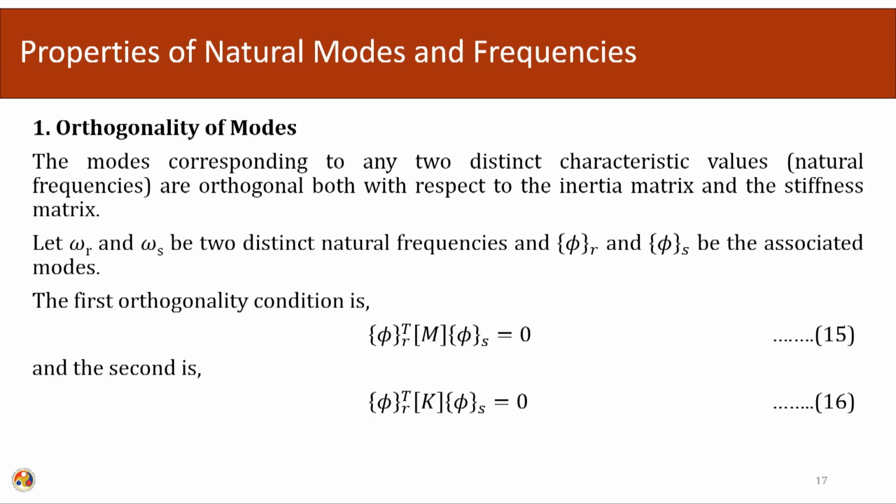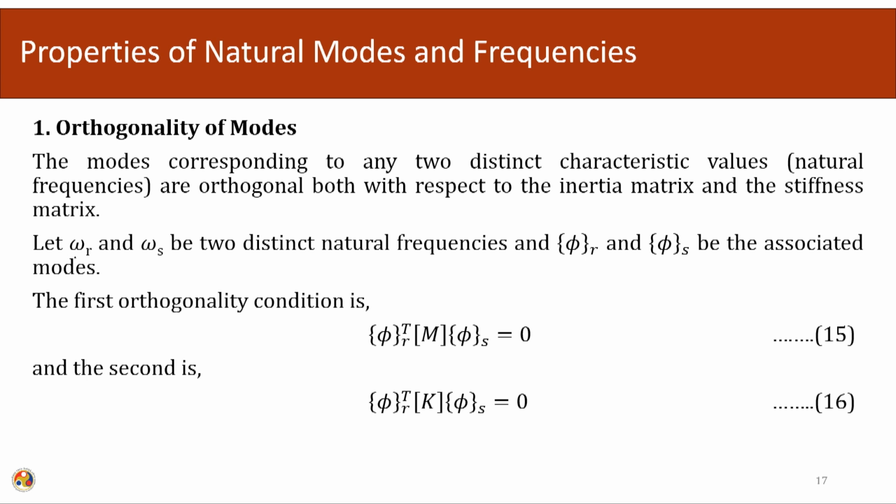So, moving ahead, the properties of the natural modes and frequencies. What are the properties? The first basic property is the orthogonality of the modes. So, what does it mean? What does orthogonality mean? The modes corresponding to any two distinct characteristic values, natural frequencies, are orthogonal both with respect to their inertia matrix and the stiffness matrix. So, let us now look at what it means.